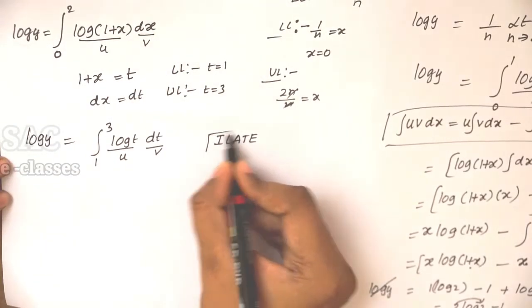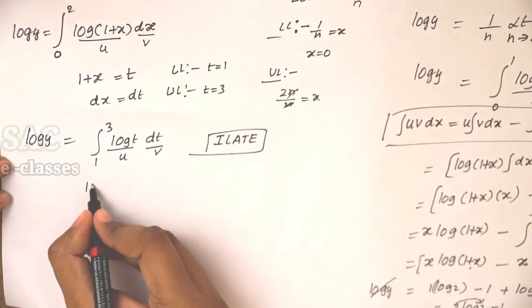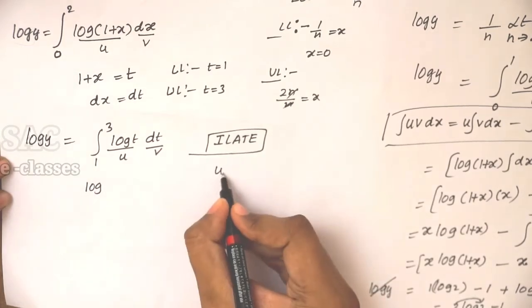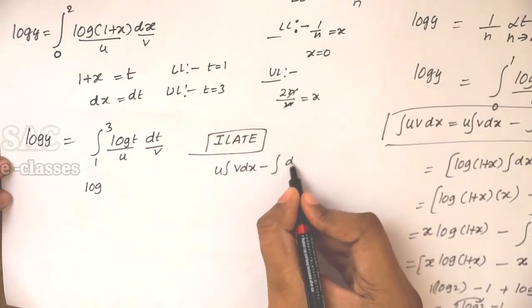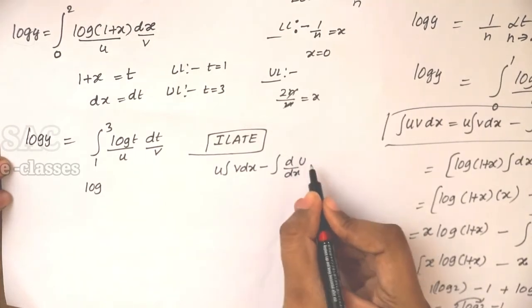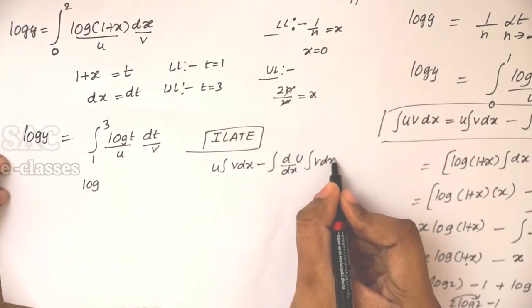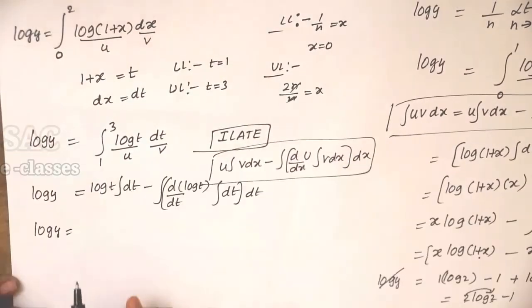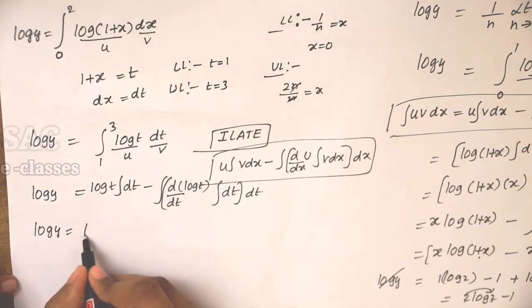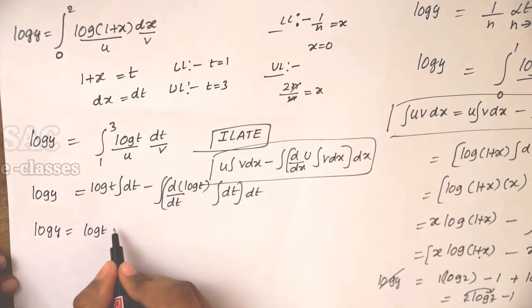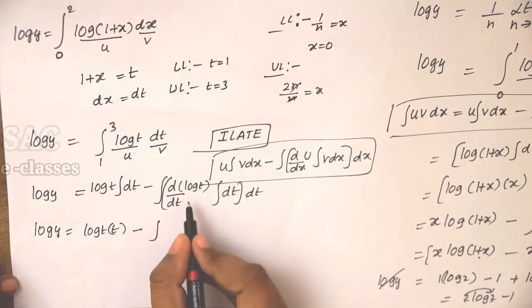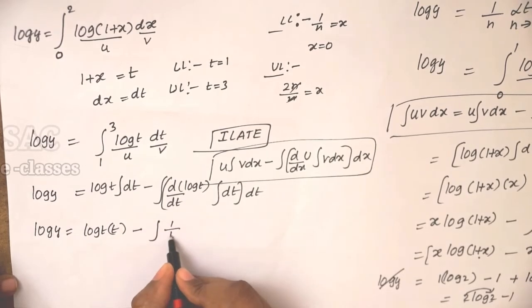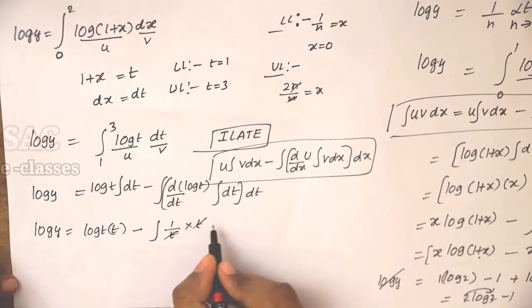Now use the integration by parts formula: integration of u v dx minus integration of d by dx of u times integration of v dx, dx. Now I have applied the integration by parts formula. Log t, integration of dt is t, minus differentiation of log t is 1 by t, and dt is t, they get cancelled.